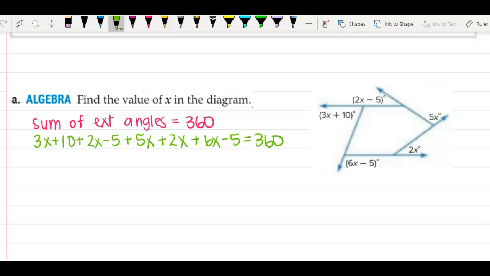All right, let's combine like terms. We got 3 plus 2 plus 5 plus 2 plus 6, which is 18 x's. And then positive 10 minus 5 minus 5, that cancels. So I'm left with 18x equals 360. Divide both sides by 18, and x would be 20. We just had to find x, so we are done. This one's a little more straightforward because we don't have that added step of finding the sum of the angles, because if they're exterior, they're always going to be 360.